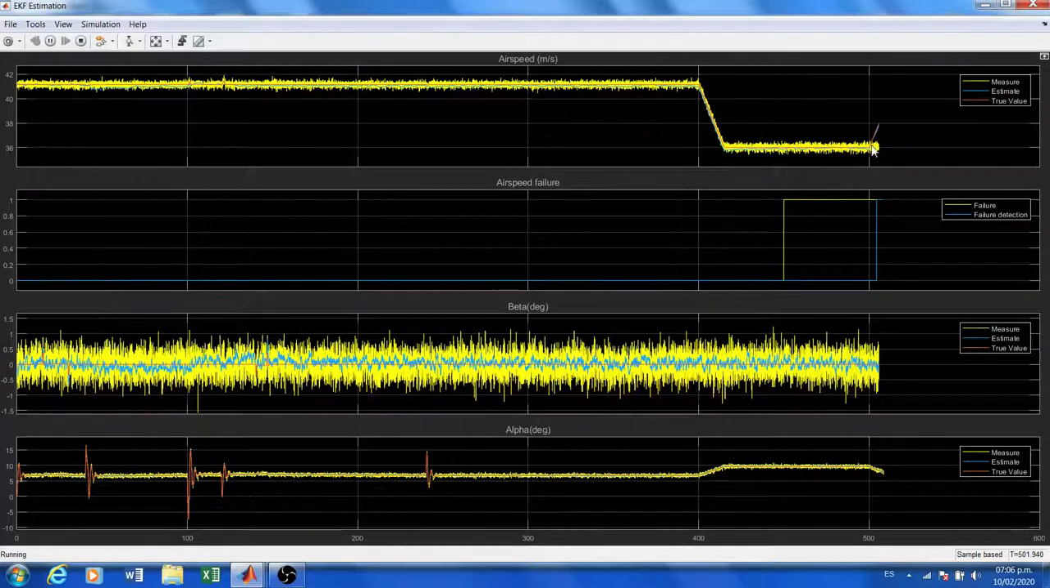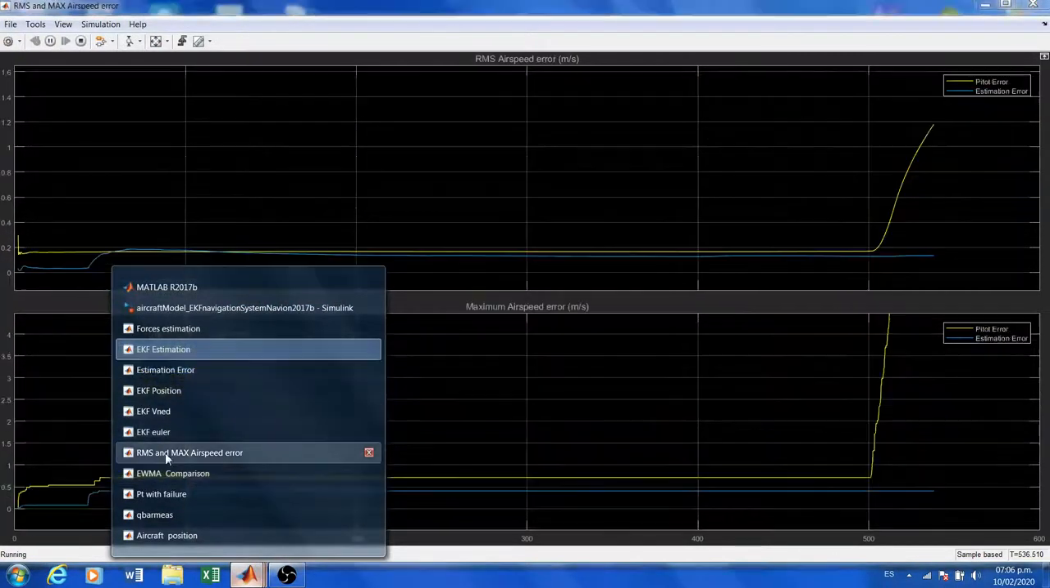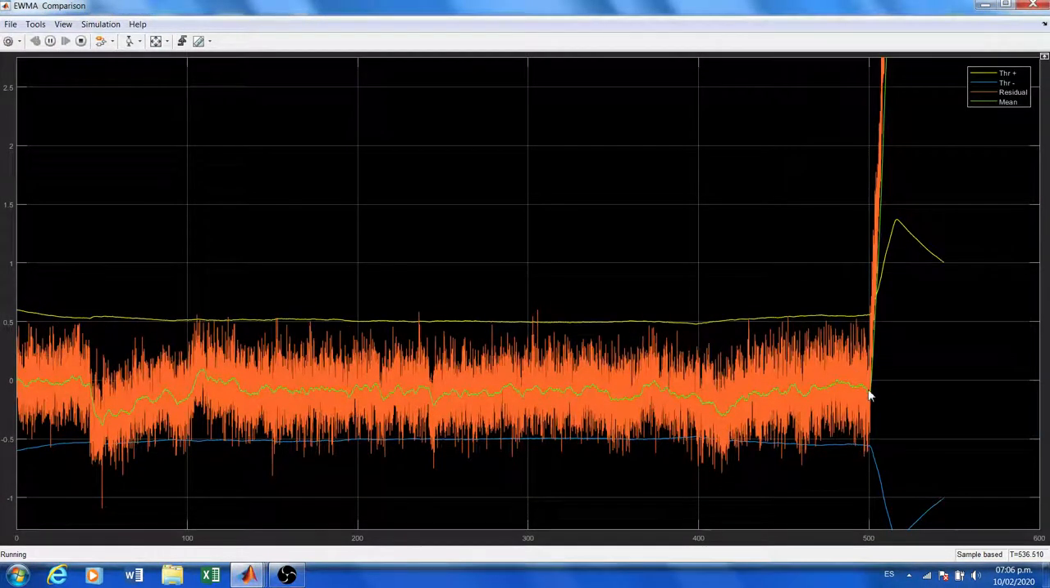Okay, here's the failure. Ah, no, it was injected in 450, but we didn't detect the failure until 500, because it was flying at constant speed. Okay, here, look, at 500, when the aircraft accelerates, we detect the failure in a few seconds. Look, less than 10 seconds, the failure was detected. The failure was injected here, but we didn't detect it until the airplane changes the speed. Okay, I got confused.